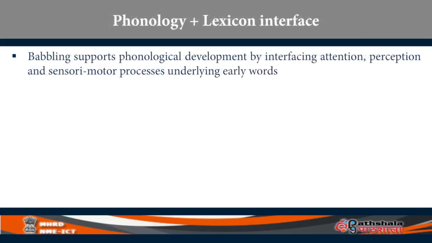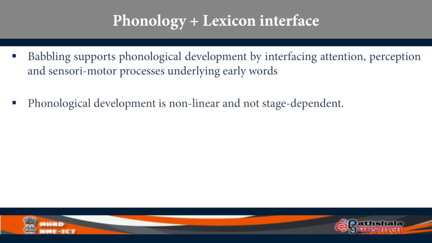Babbling supports phonological development by interfacing attention, perception and sensory motor processes underlying early words. Phonological development is non-linear. We cannot, like Jakobson talked about, say that it's linear: easy sounds are first and more difficult sounds come later, there are stages. That linearity is now questioned. It's non-linear. That's why we are able to explain a child who said a sound correctly when he is younger, and a little later he makes a mistake. That regression can be explained within this new way of looking at phonology.